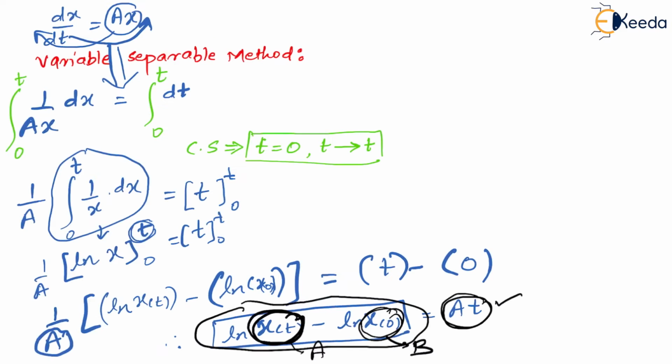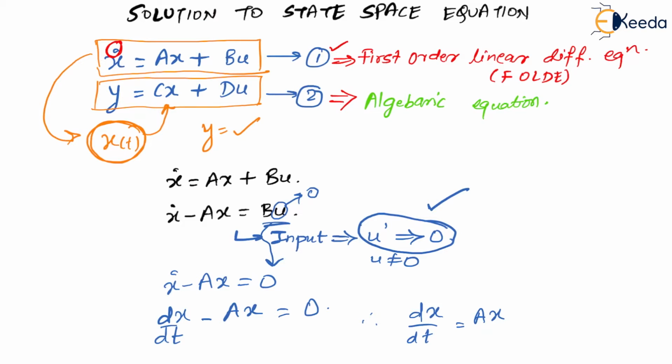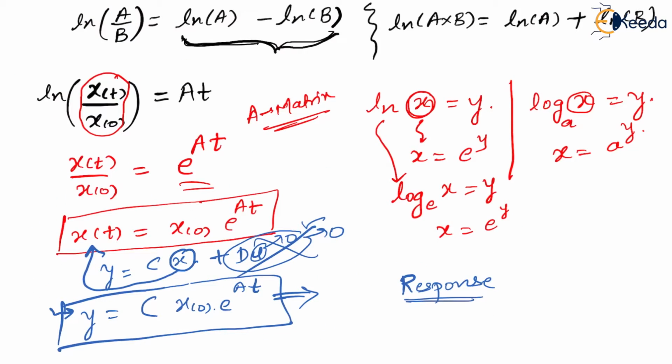That's it. And yes, such equations, when you put your input equal to 0, are also called homogeneous equations. Homogeneous equations, right? Anyways, this is nothing but the response, because we have y. y is the output. So it is c into x naught into e to the power At, right? So it is happening when my input is 0. That is the reason I will call it zero input response. Also we call it ZIR.